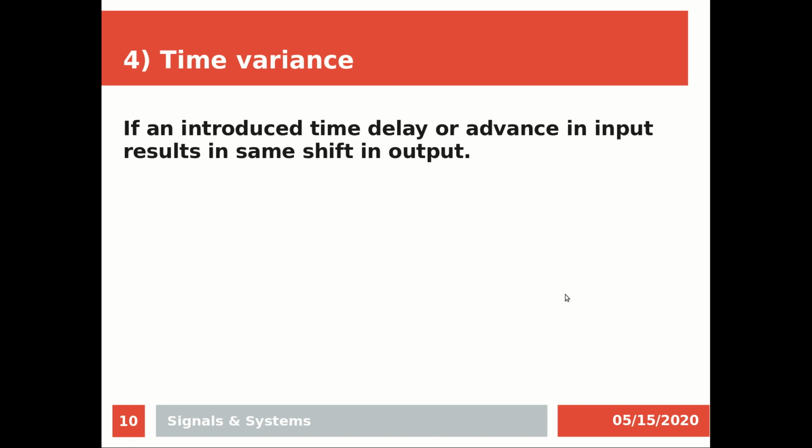Now, let's say that there is another one called time variance. Time invariance means that if there is a time delay or advance in the input signal, it should result in the same shift in the output. So this system doesn't have any delaying or advancing effect in time. The system directly gives its effect without any delay, without any shifting in time of the original signal.